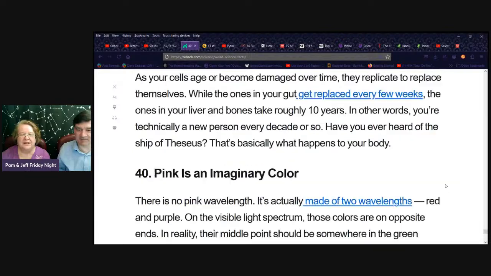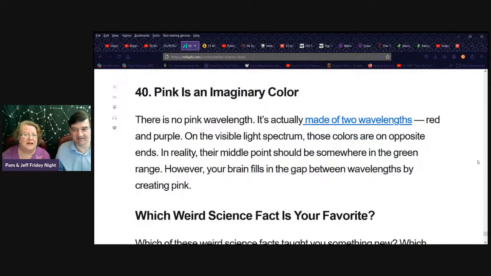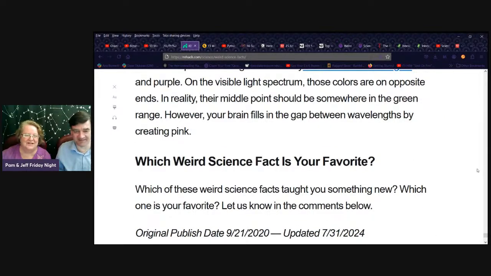Either way, pink is an imaginary color. No, pink is a good color. There is no pink wavelength. Oh, I see. It's actually made of 2 wavelengths, red and purple. On the visible spectrum, those colors are on opposite ends. In reality, their middle point should be somewhere in the green range. However, your brain fills in the gap between wavelengths by creating pink. So your pink is all in your head. Yeah, that's what I've always said. Which is weird. Science fact is your favorite. There's a lot of good ones in there.